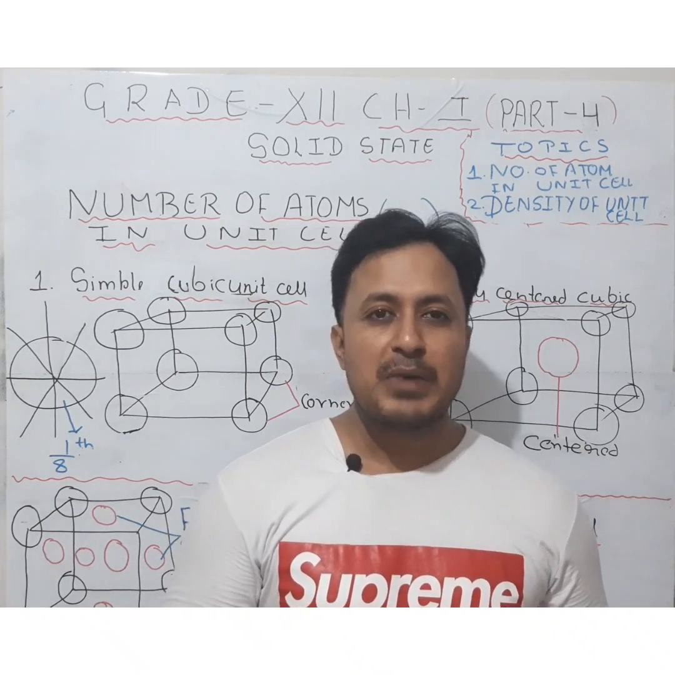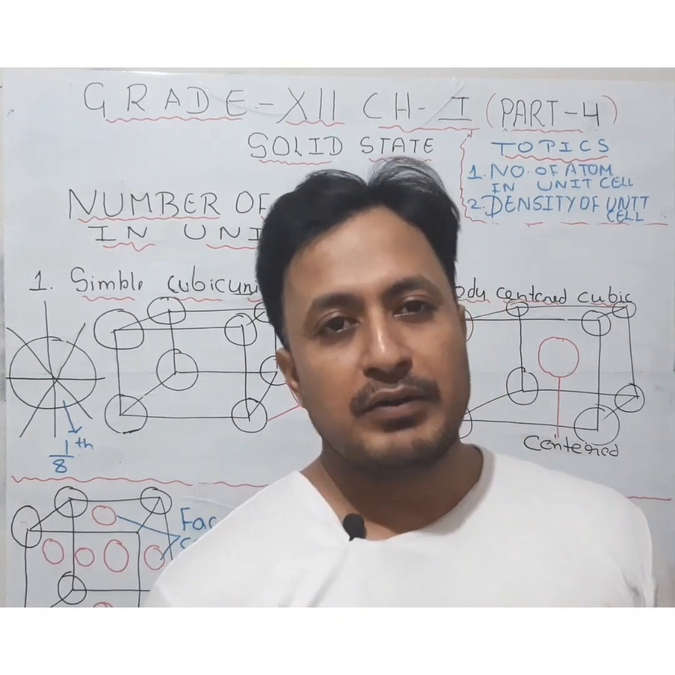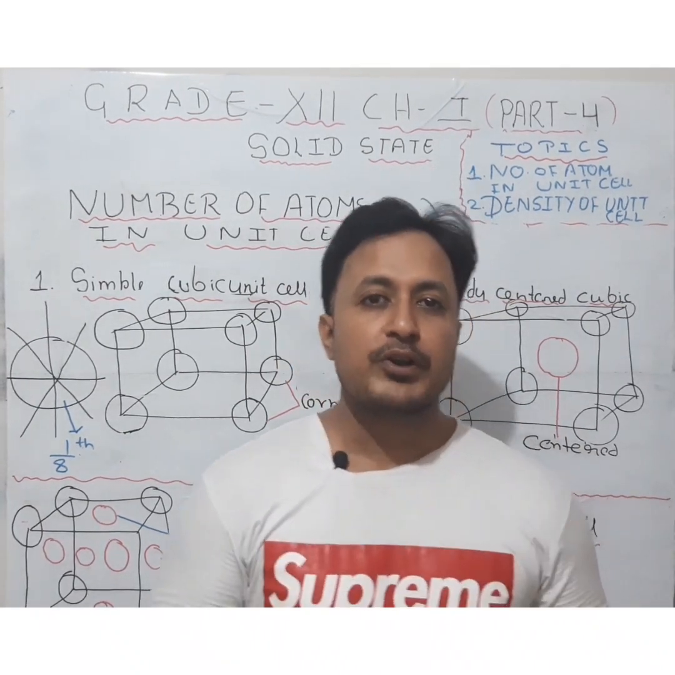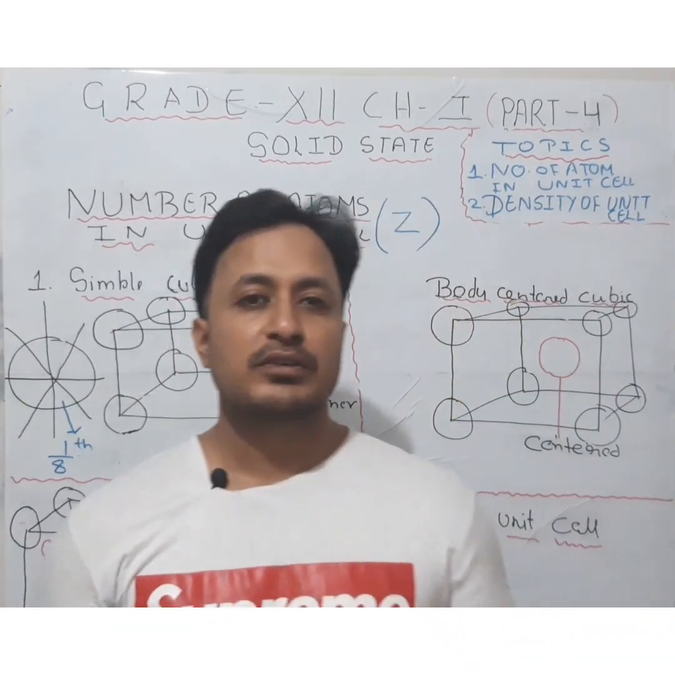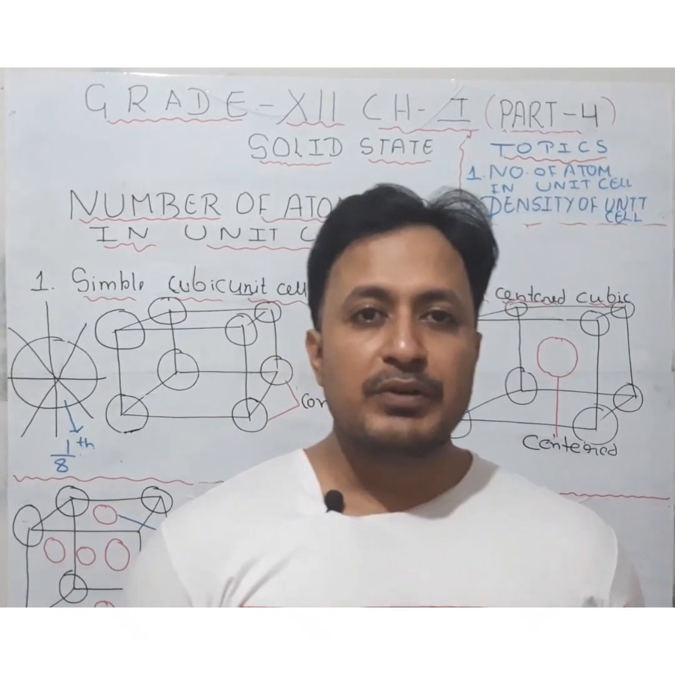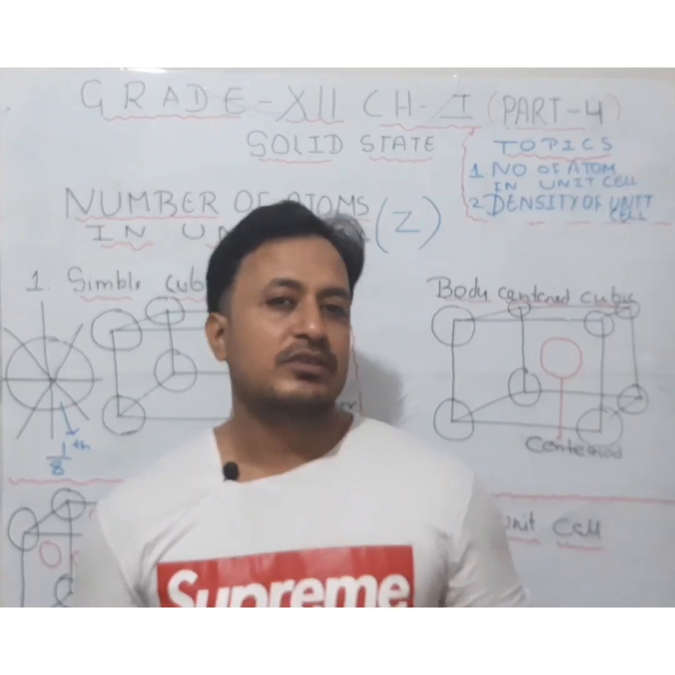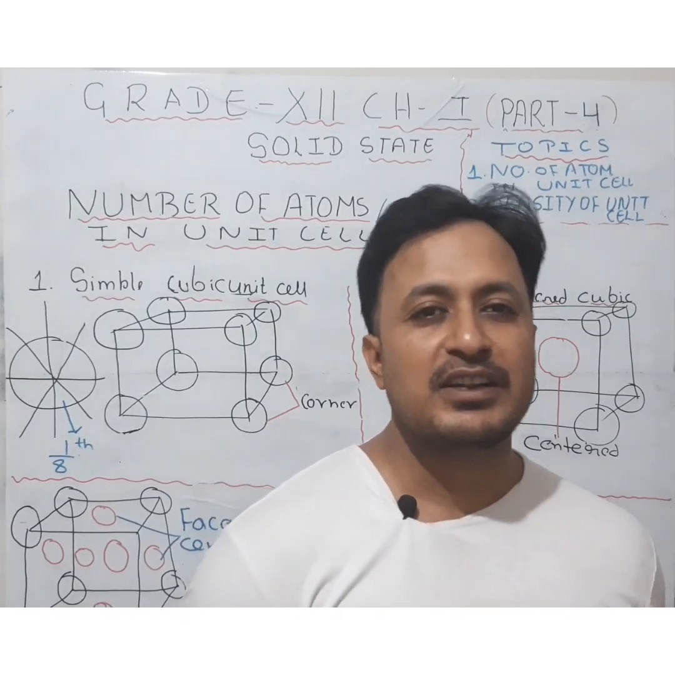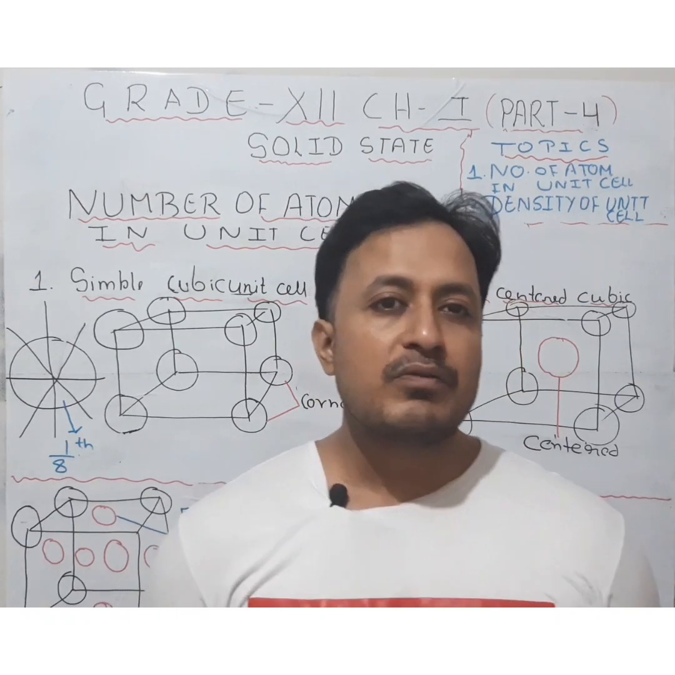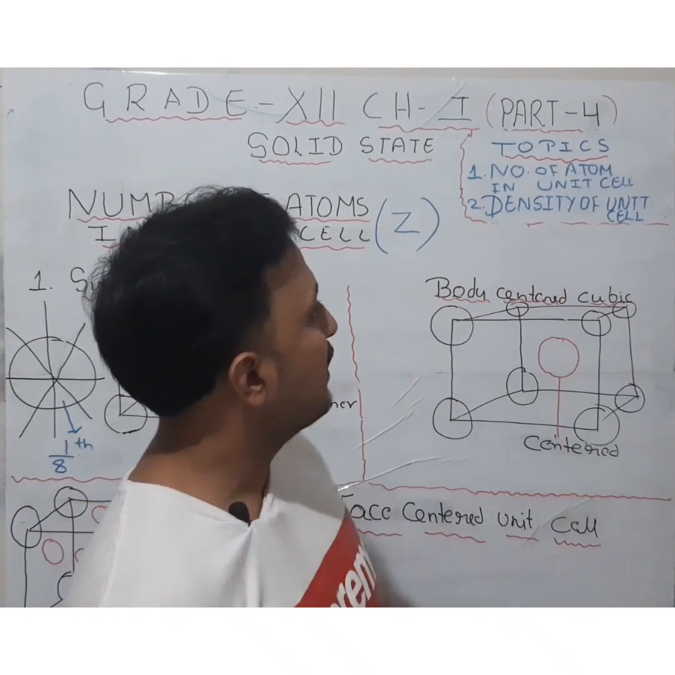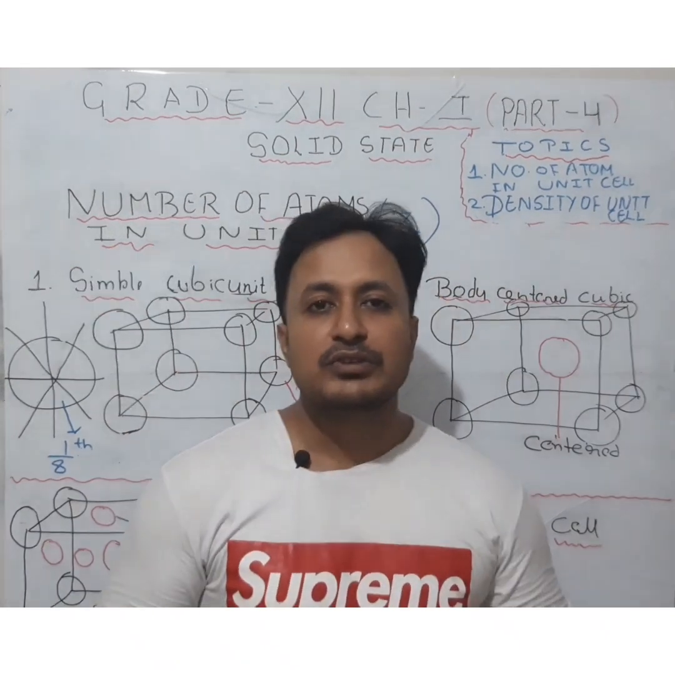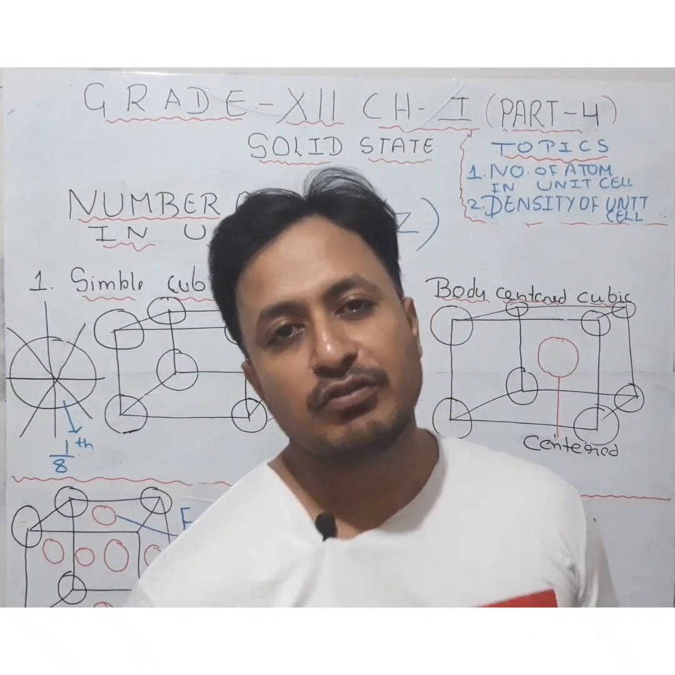So welcome back. Today we are going to discuss our new topic, that is from the unit cell only. In the previous video we discussed the seven crystal systems, types of unit cells and the crystal lattice. Now today we are going to discuss the number of atoms in a unit cell and the density of a unit cell, that is, how we can find the density of a unit cell.